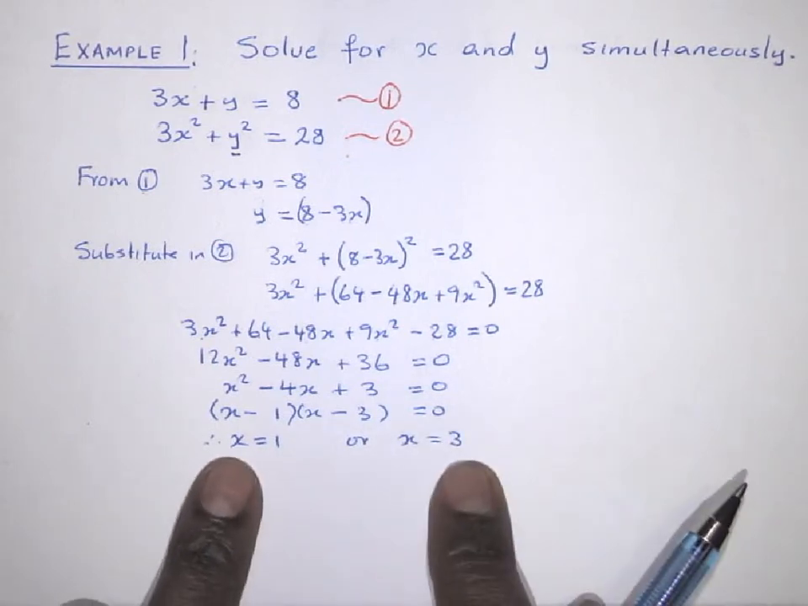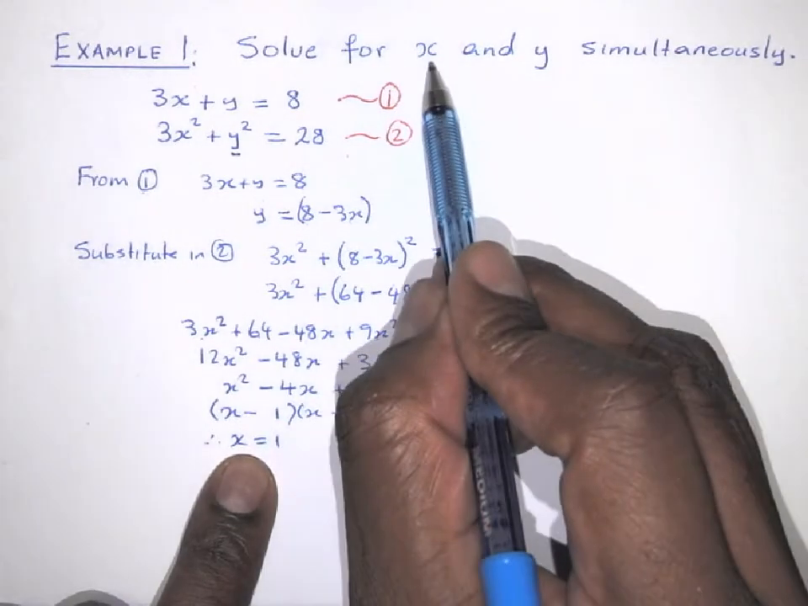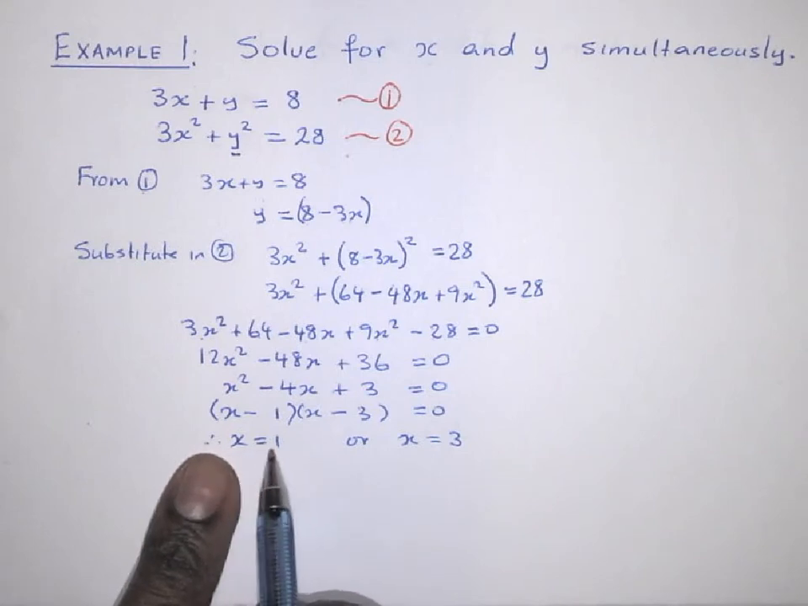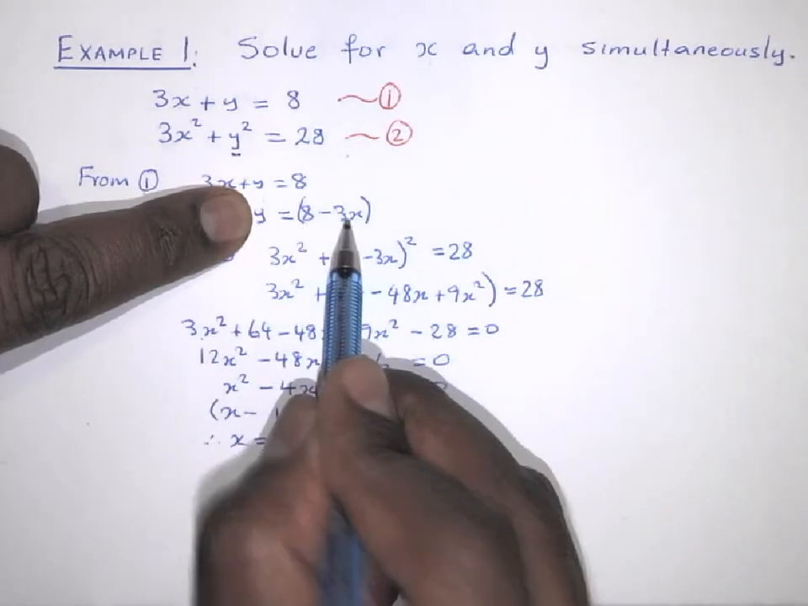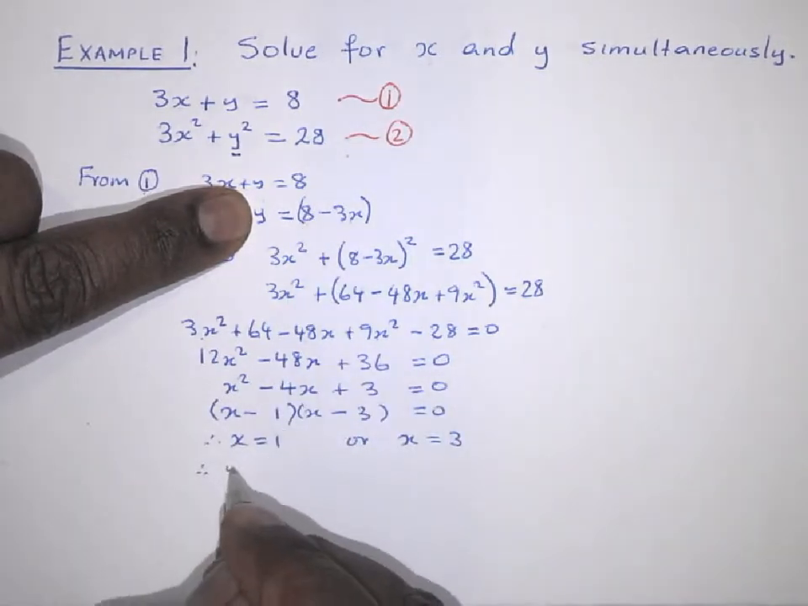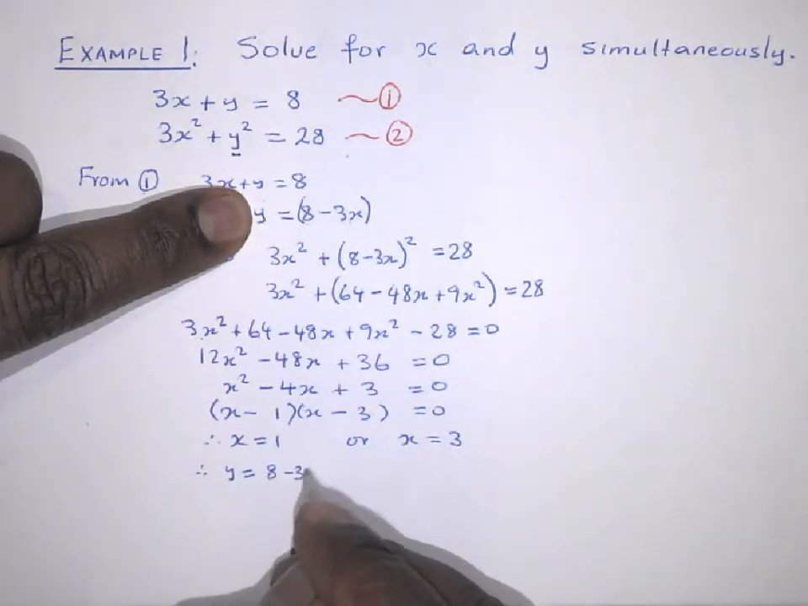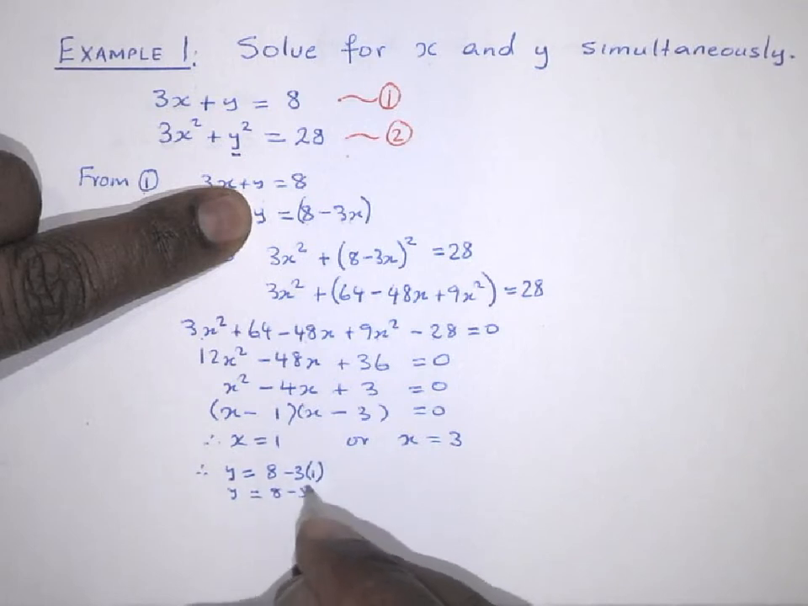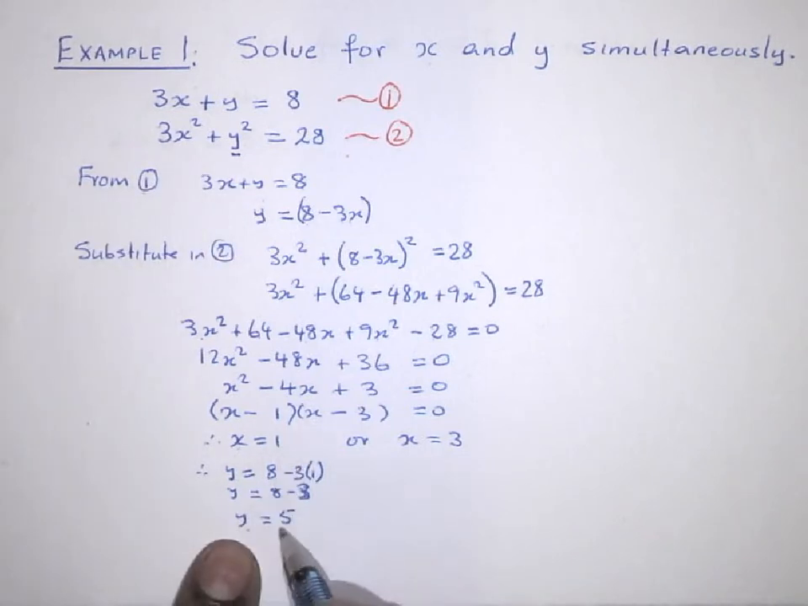Now, x is 1, x is equal to 3. Now, what does that mean? They said we must solve for both x and y. We only have x values. Now, remember what we said y was. y was equal to 8 minus 3x. Therefore, I can substitute that value of x, which is 1. So y is equal to 8 minus 3 times 1. So y is equal to 8 minus 3, so y is equal to 5. So when x is 1, y is 5.